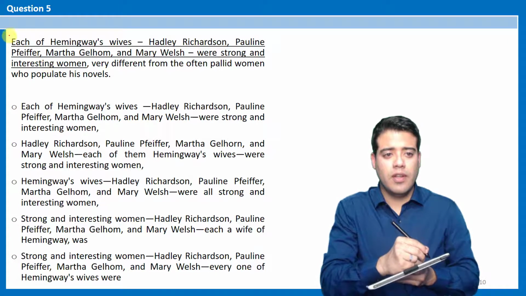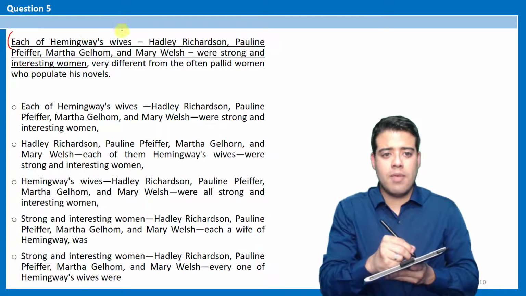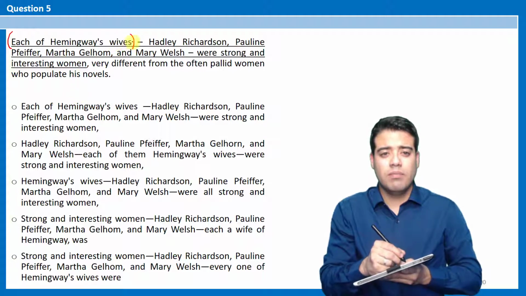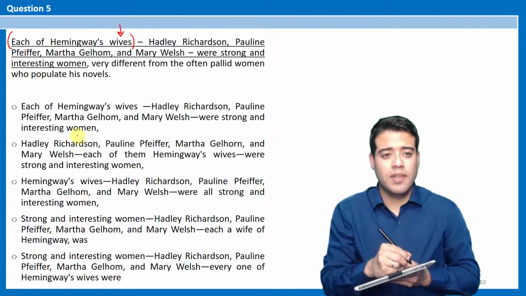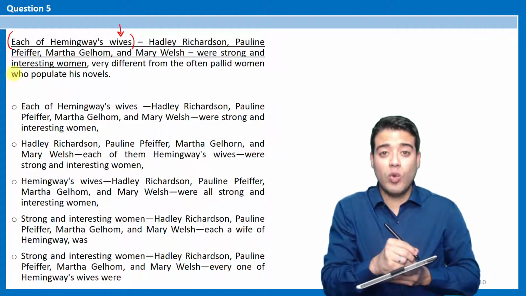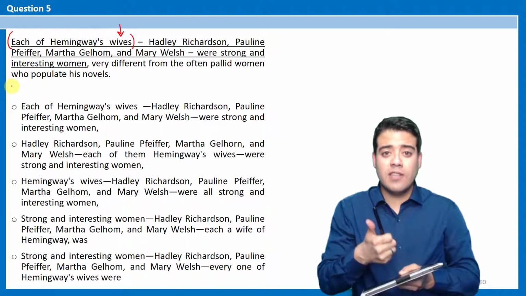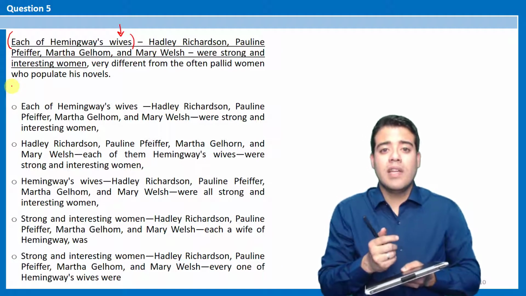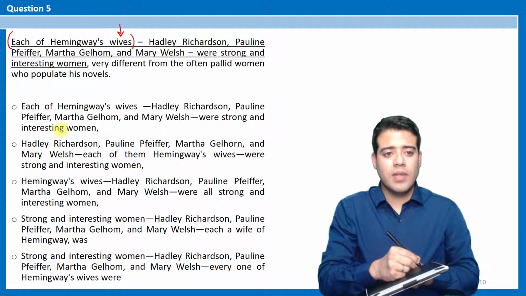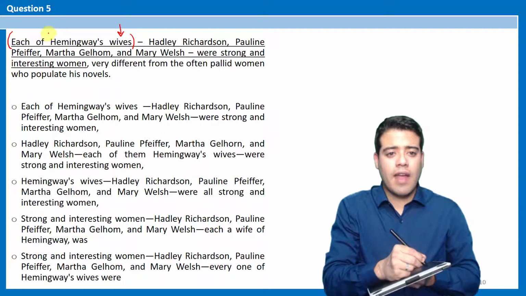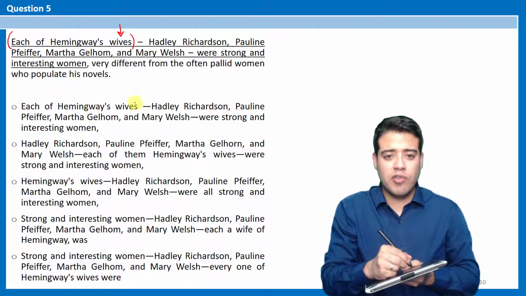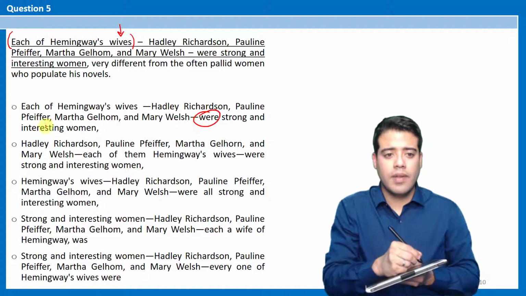So for example, if you think about each of Hemingway's wives, does that sound plural or singular to you? Well, for most people, it sounds plural because the word wives looks plural. However, each of whatever is always singular. Each of my friends is. The same with everyone. Every one of them is. So here you have each of Hemingway's wives, and that's singular. I cannot use where. That's incorrect.